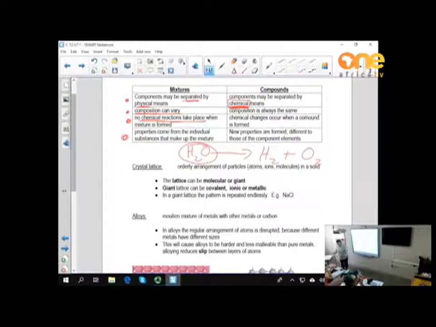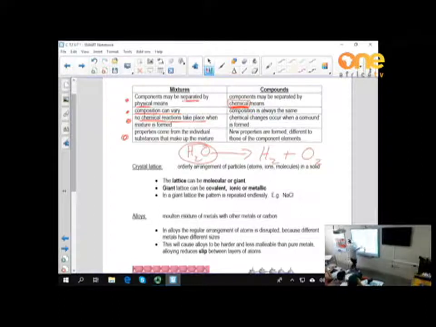Sometimes it's very easy to separate the parts in a compound, like water. It's very easy to do that. We can do it in a laboratory. You don't need a lot of energy to do that. Other compounds, something like aluminium oxide, is actually quite difficult to break up because it requires a very large amount of energy. So depending on how much energy is needed, some things are easier to separate than others.